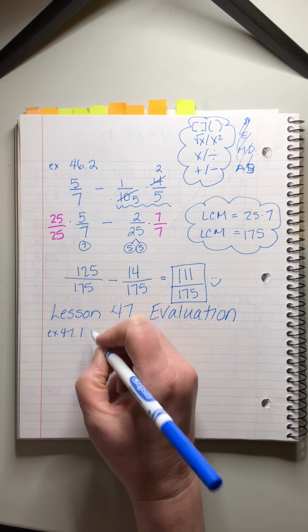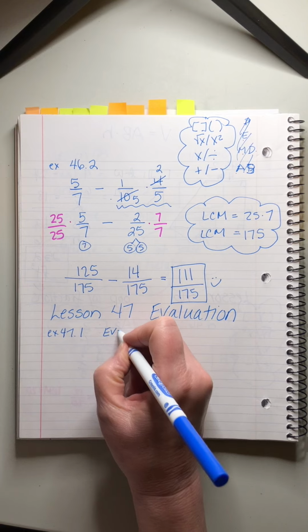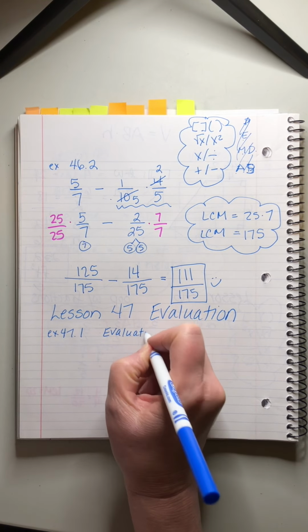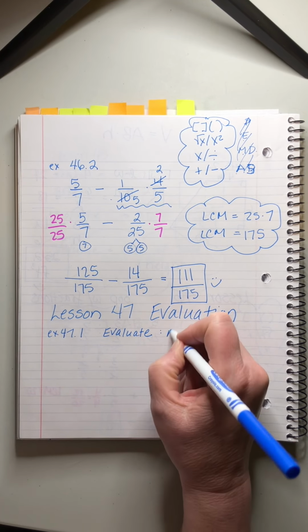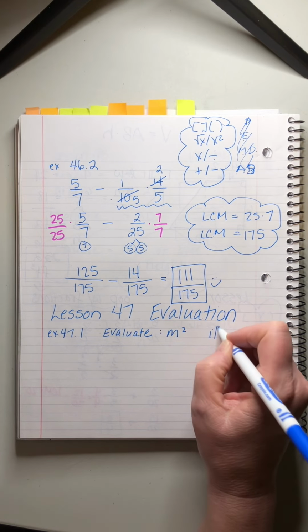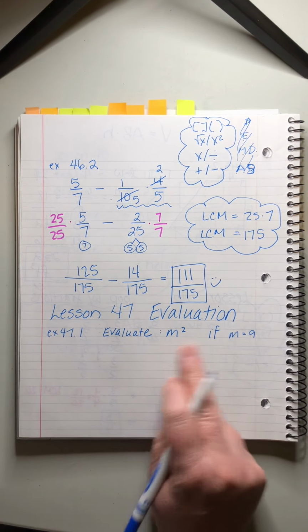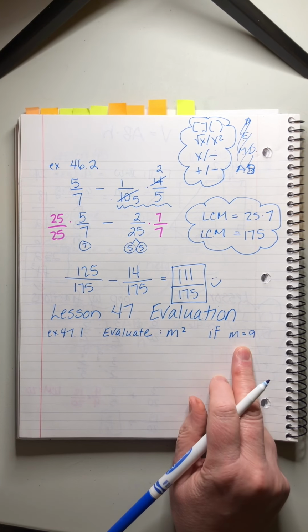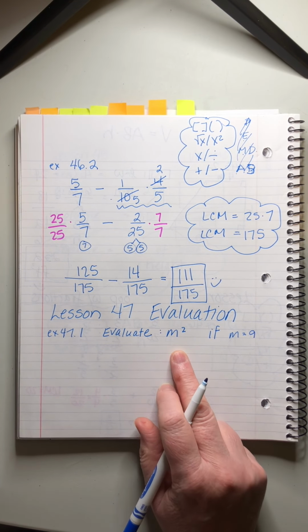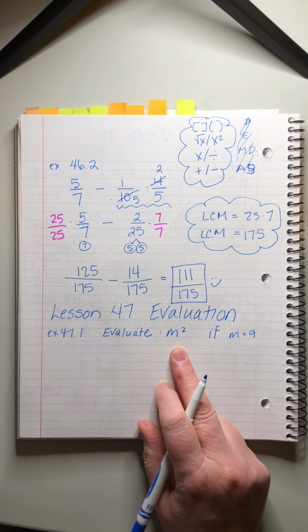47.1. Evaluate. I'll write it out this time so you can see exactly how the instructions work. Evaluate m squared if m equals 9, right? We've done these evaluation problems before, where they give you a value and you plug it in. The only thing that's different is we're going to have some exponents and radicals.